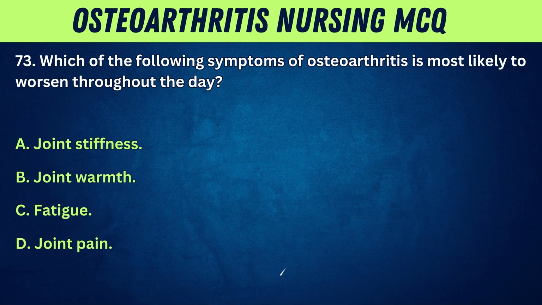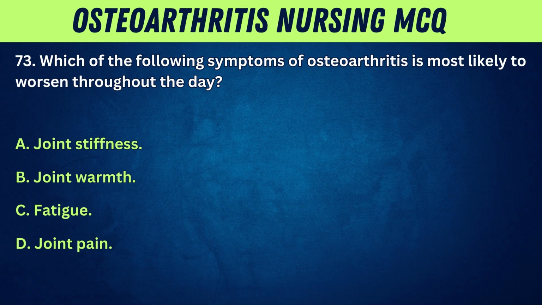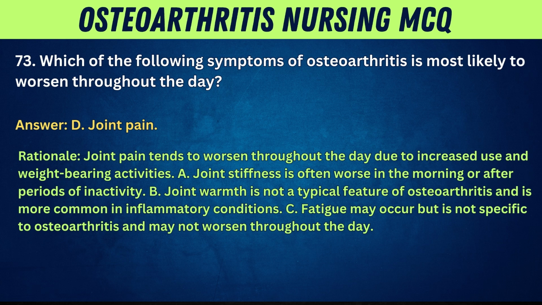73. Which of the following symptoms of osteoarthritis is most likely to worsen throughout the day? A. Joint stiffness. B. Joint warmth. C. Fatigue. D. Joint pain. Answer: D. Joint pain. Rationale: joint pain tends to worsen throughout the day due to increased use and weight-bearing activities.